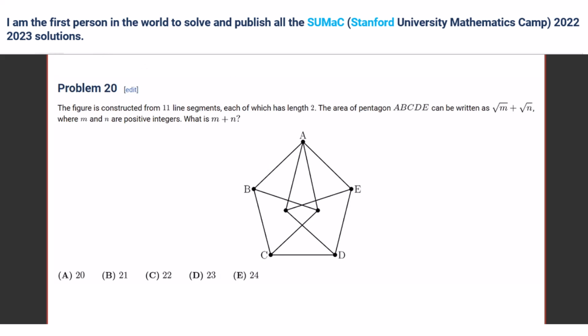So let's write all the lengths that we know. This is 2, this is 2, 2, 2, 2. All are equal, right? 2, 2. This one is also 2, this one is 2, and this one is 2 as well. Now, for example, we can draw this one and connect this one.